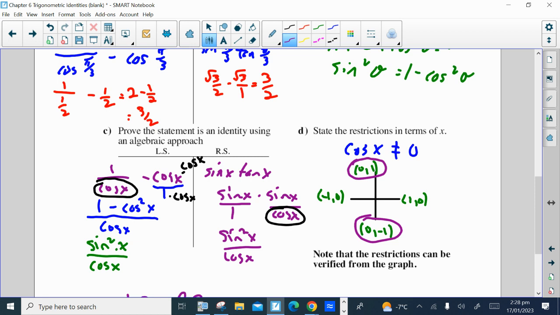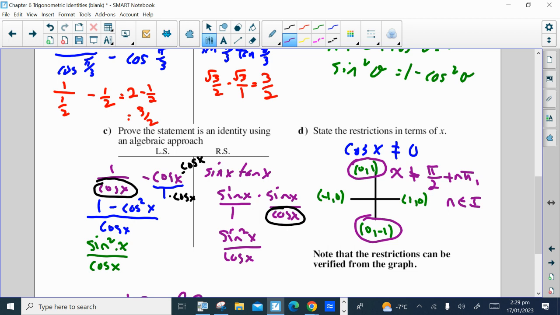However, we're not just going to worry about one turn of the unit circle. When we state our restrictions, we're going to state all restrictions from negative infinity to positive infinity. So we can say that x cannot equal pi on 2 plus n pi, where n is an element of integers. We use this same notation when we found general solutions for trig equations. So we're going to use the same thing to state our restrictions. We say x cannot equal pi on 2 plus n pi, where n is an element of integers. So there's the restrictions on x.